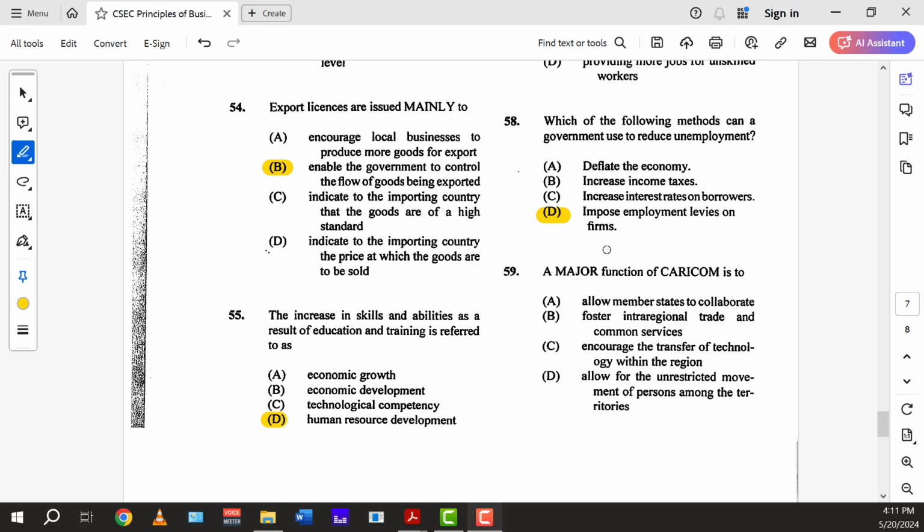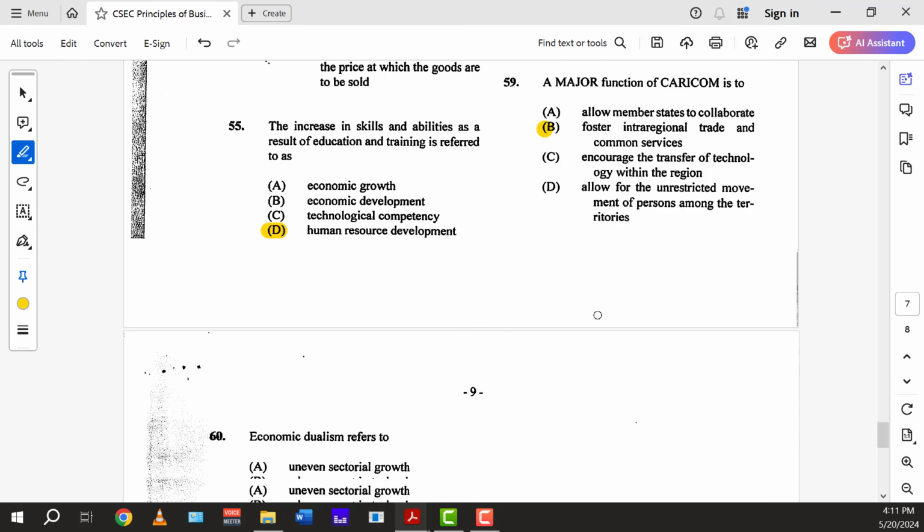All right. A major function of CARICOM is to A, allow member states to collaborate, B, foster inter-regional trade and common services, C, encourage the transfer of technology within the region, or D, allow for the unrestricted movement of persons among the territories. And the best answer here is to foster inter-regional trade and common services, because, as we said, CARICOM is a trading bloc, and the main thing is to foster trade among our countries. The CSME came a little after with the unrestricted movement of persons, but the major function is to foster that trade.